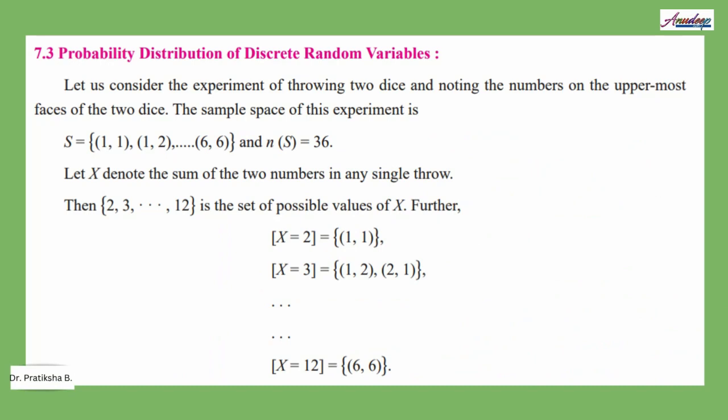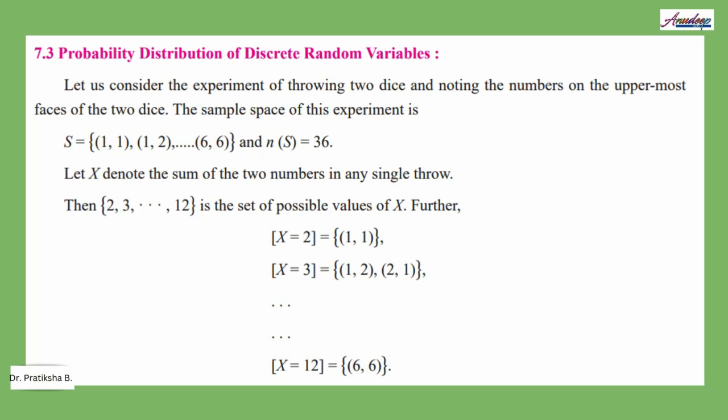Probability distribution of a discrete random variable. Let us consider the experiment of throwing two dice and noting the number on the uppermost face of the two dice. The sample space will be (1,1), (1,2) up to (6,6). So the total number of points in the sample space will be 36. Let X denote the sum of the two numbers in any single throw. So that means the addition of two numbers will be the values taken by the random variable and they are finite, so it is a discrete random variable.